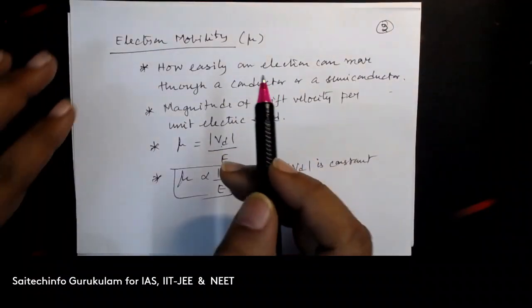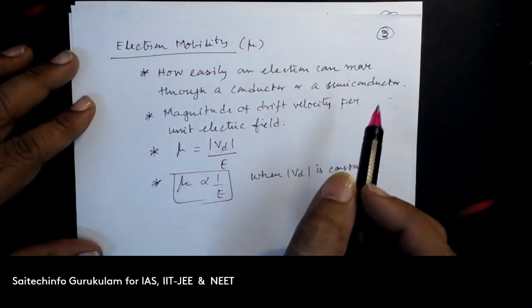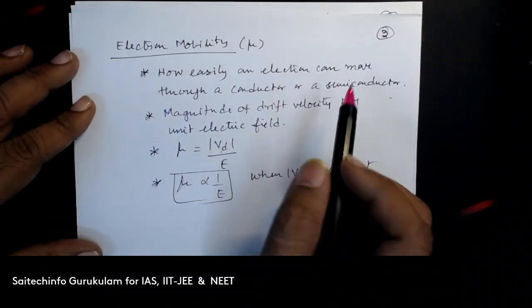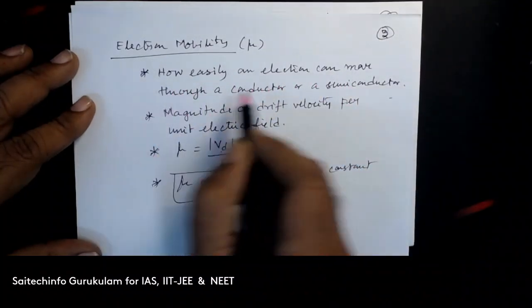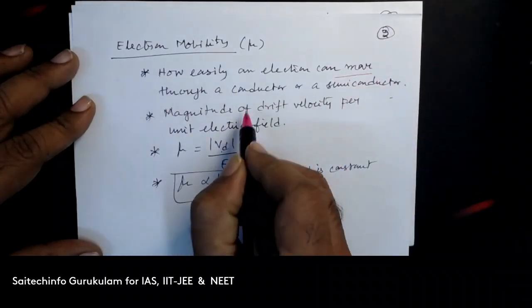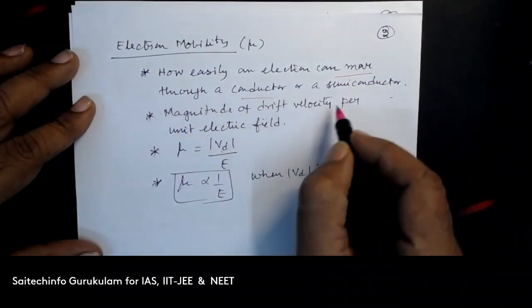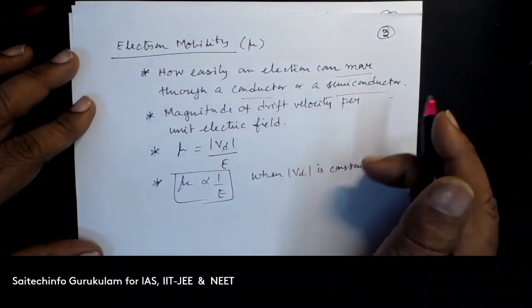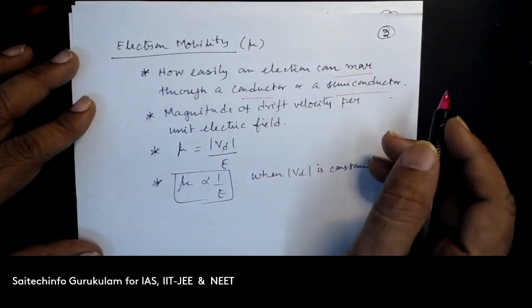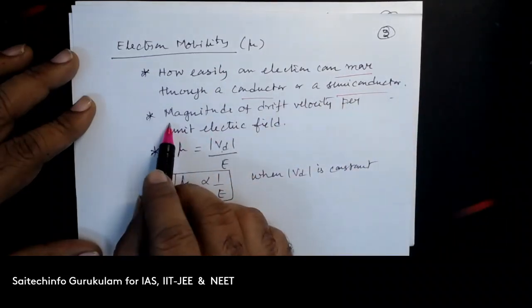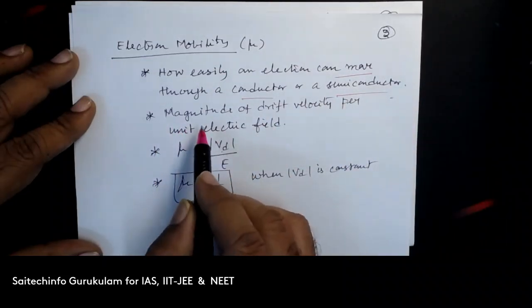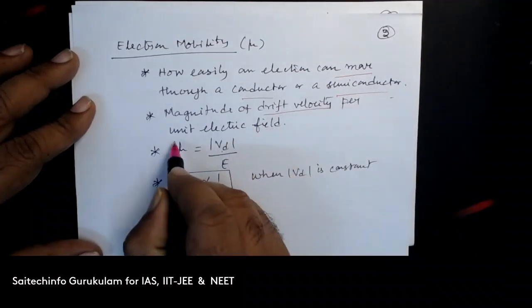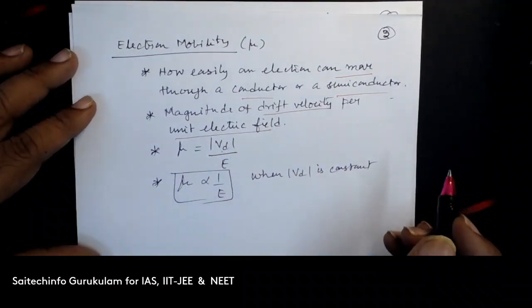Now let me talk about the electron mobility. How easily an electron can move through a conductor or a semiconductor. In the case of semiconductor, it can be in terms of electron or holes, positive holes. It is also defined as the magnitude of drift velocity per unit electric field.